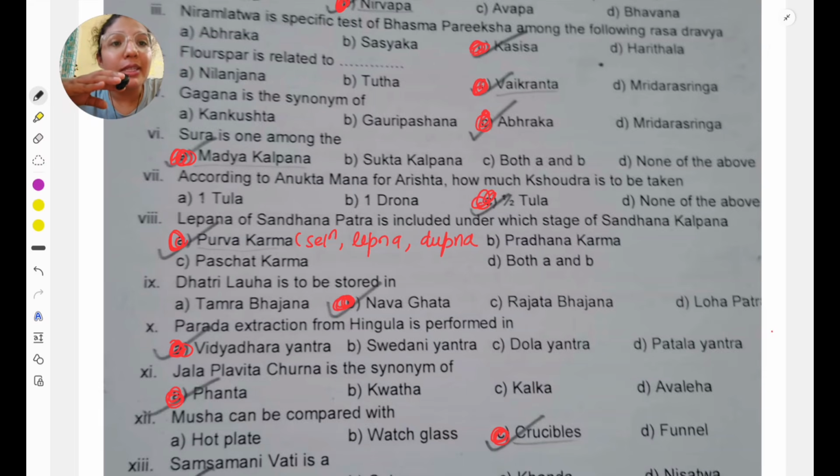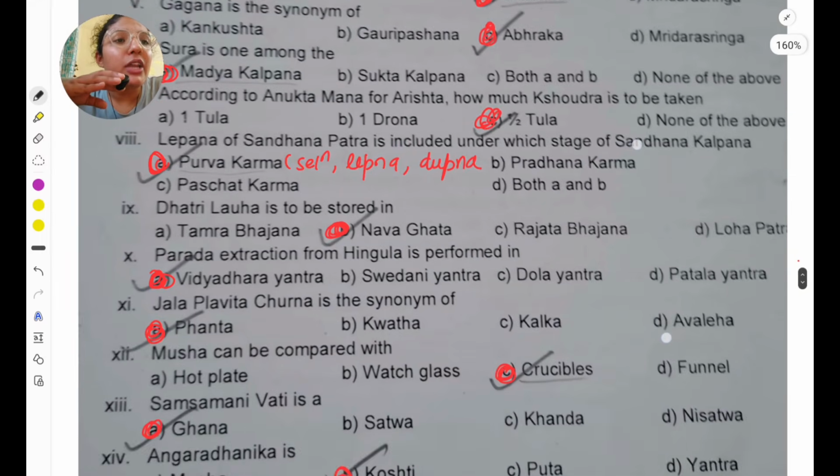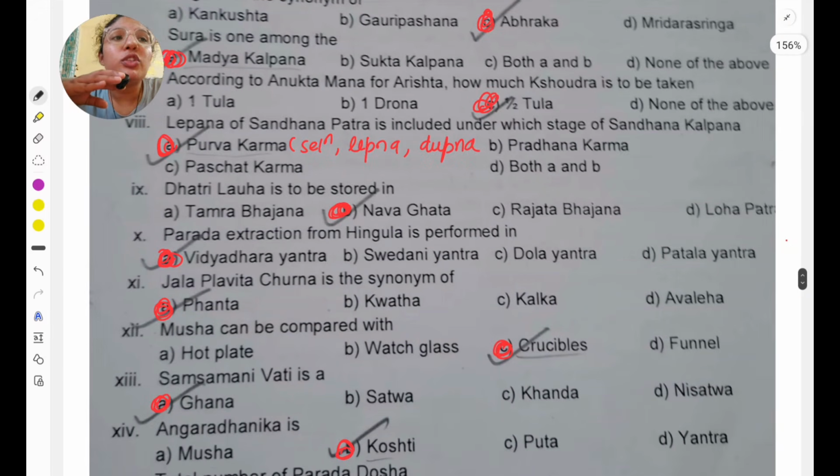Sura is one among the Madya Kalpana. According to the Anukta Mana for Arishta, how much Draksha is to be taken? Half Tula. So again, for secondary Kalpanas like Avaleha, Sandhana and Sneha Kalpana, the Anukta Mana explains. So you have to go through that also. The shloka is not that much needed, but you should know the correct reference.